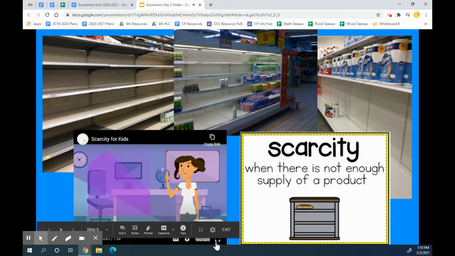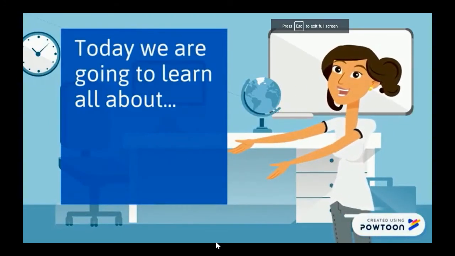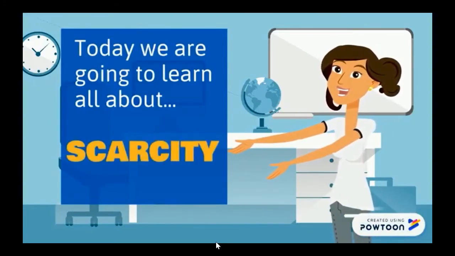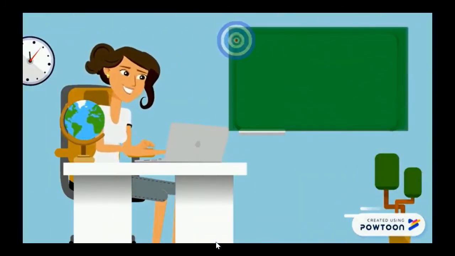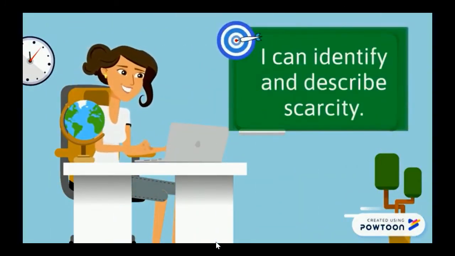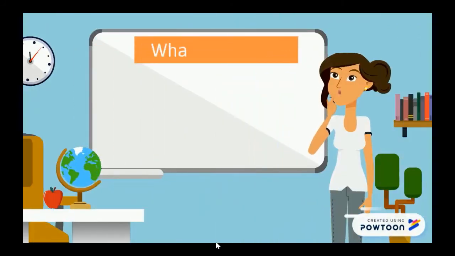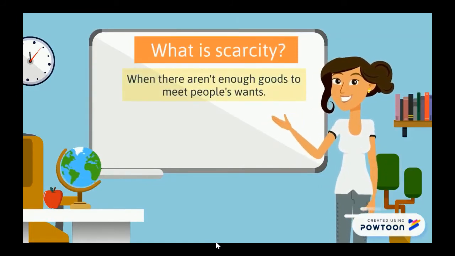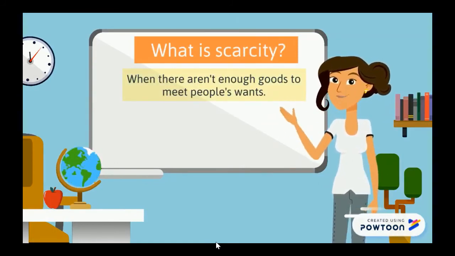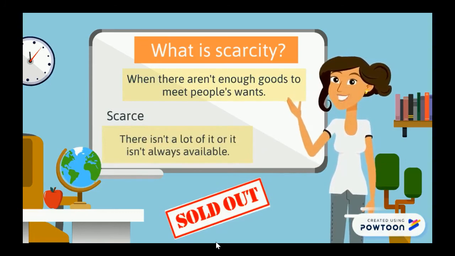Hello, learners. Today we are going to learn all about scarcity. Our learning target is, I can identify and describe scarcity. What is scarcity? Scarcity is when there aren't enough goods to meet people's wants. Scarcity comes from the word scarce. Something is scarce when there isn't a lot of it or it isn't always available.